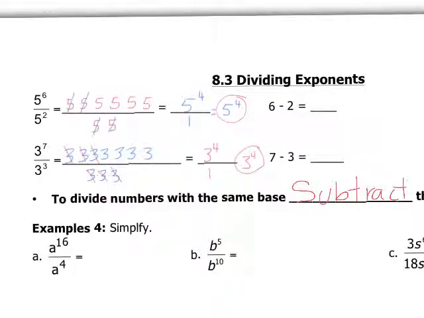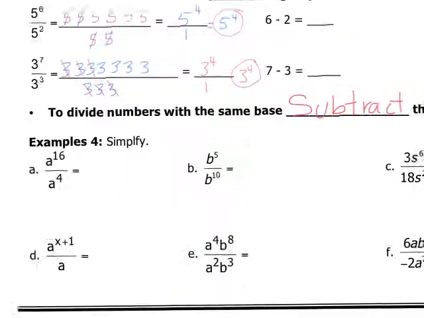Just like you can see here, we have 5 to the 6th divided by 5 to the 2nd. So 6 minus 2 leaves me with 5 to the 4th up on top. 3 to the 7th divided by 3 to the 3rd is 3 to the 4th. Remember that our bases are not changing, right? I don't do anything with the bases. It is only the exponents that we change. Bases do not change.